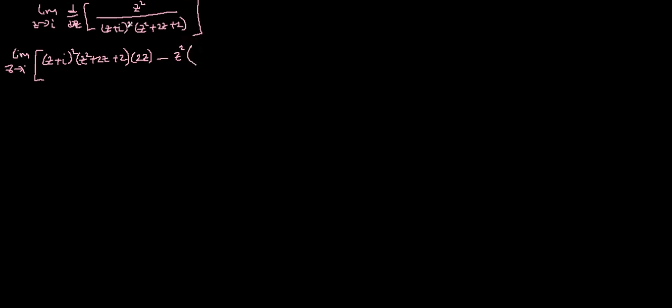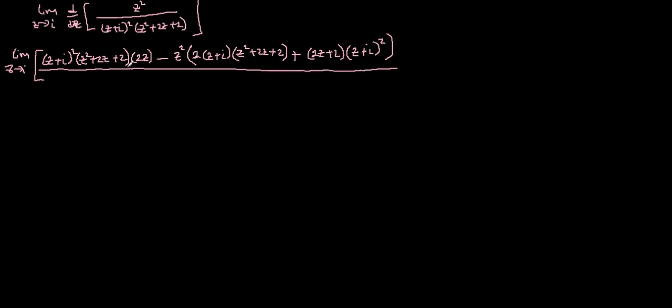into the derivative of the denominator. Now, differentiating the denominator, we are going to use the product rule, which means we differentiate this, we have 2 into (z plus i), into keep this, (z squared plus 2z plus 2), then this is plus, now keep this and differentiate this, we are going to have (2z plus 2) into (z plus i) all squared, and this is divided by (z plus i) squared (z squared plus 2z plus 2) all squared.